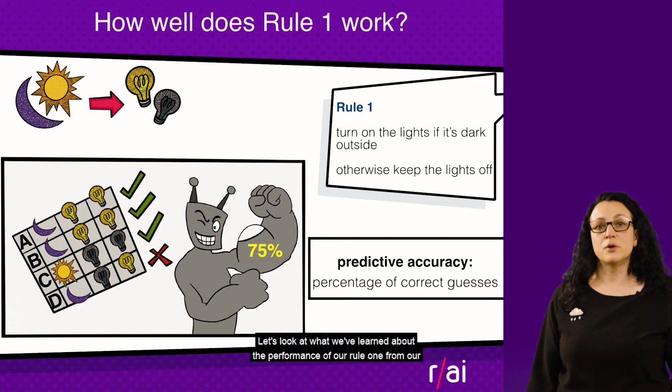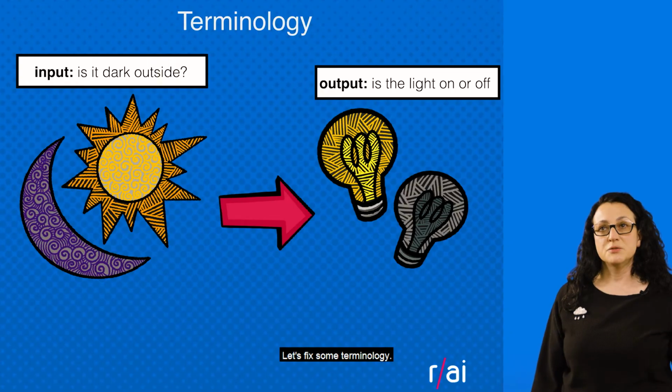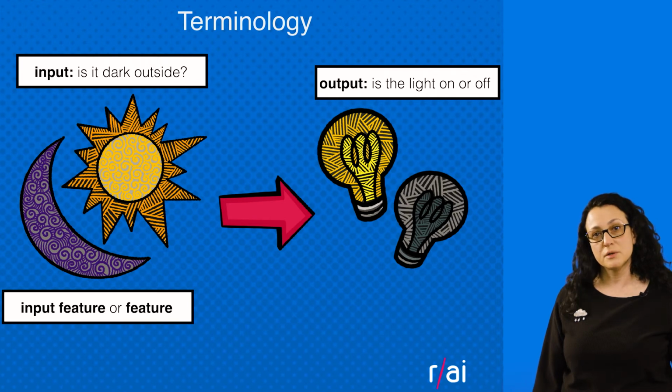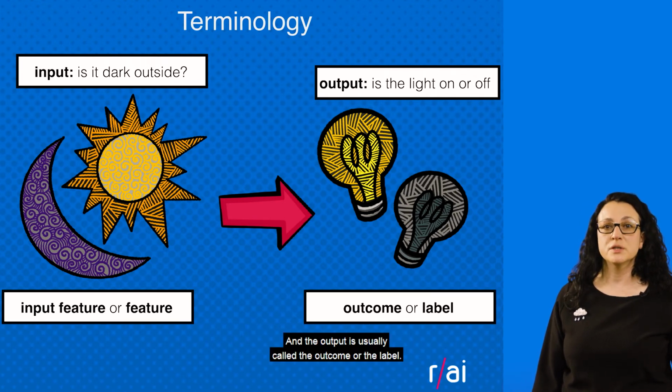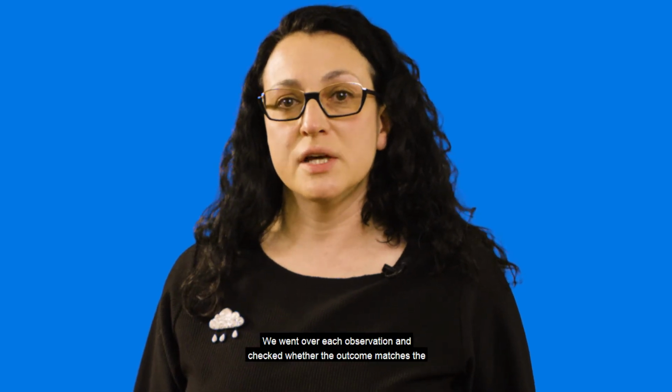Let's look at what we've learned about the performance of our Rule 1 from our experiments. Our rule guessed the output correctly in 3 observations out of 4. That's the rule's predictive accuracy, 75%. Let's fix some terminology. It's customary to refer to the input of the rule, whether it's dark out in our example, as the input feature or just feature. And the output is usually called the outcome or the label. We went over each observation and checked whether the outcome matches the prediction.